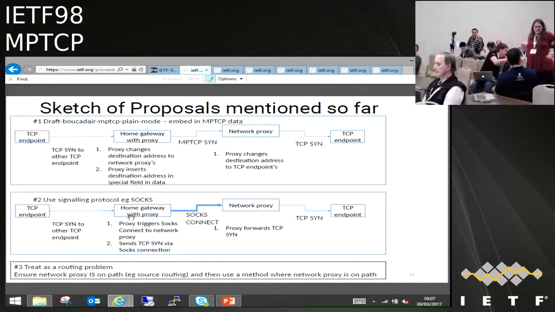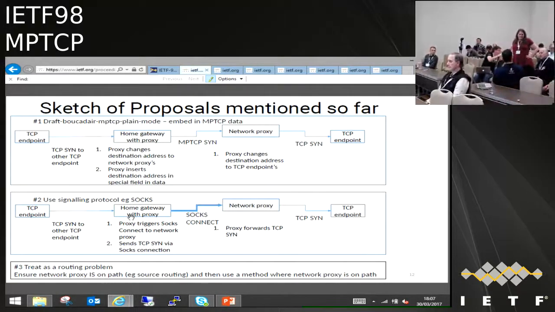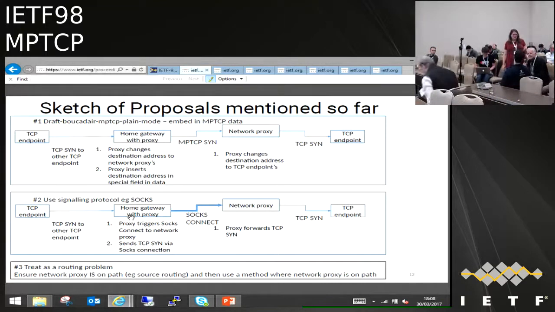SOCKS is also in band. It's also part of the data stream. Please use the mic because we've got 20 people remote. Yes, there is more signaling up and down to set up the connection and stuff like that. There is more signaling to be done. Yeah.